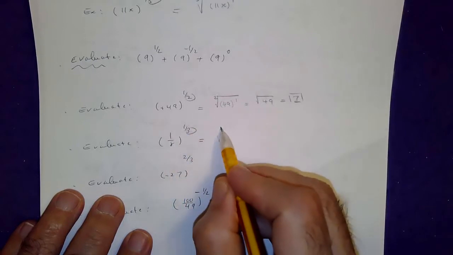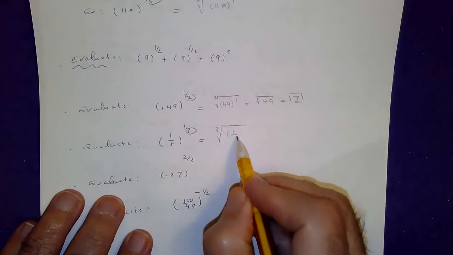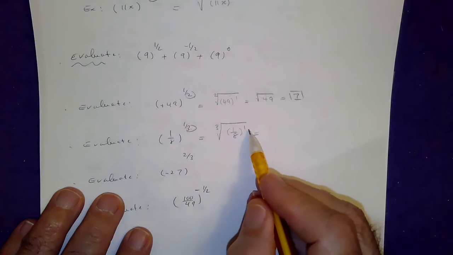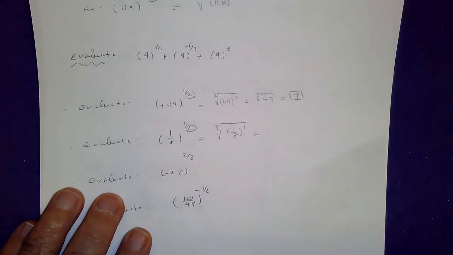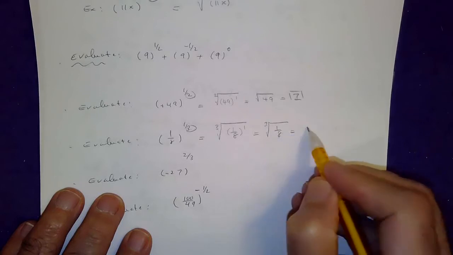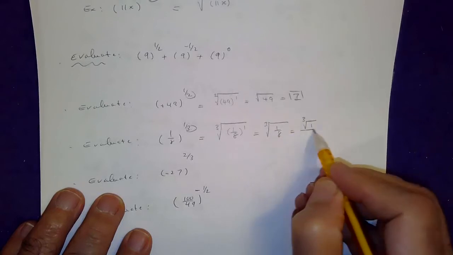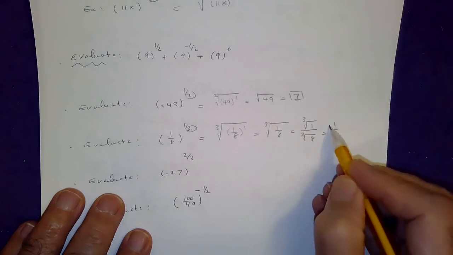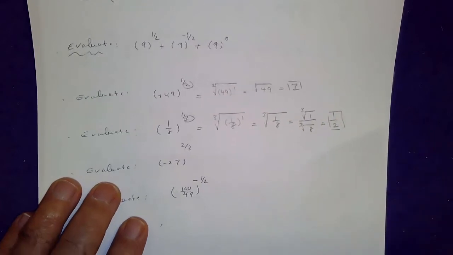Remember, this is the index, so that's 1 over 8 to the power of 1. You know, that 1 goes and sits right here, acts like a power. This is the same as the cube root of 1 over 8, which is the cube root of 1 divided by the cube root of 8, which is 1 over 2.